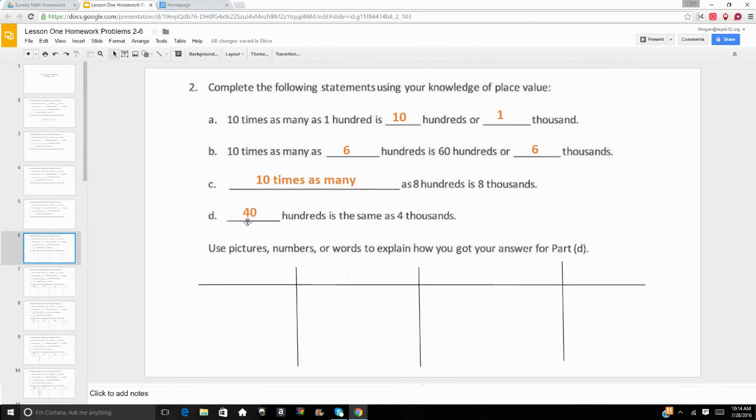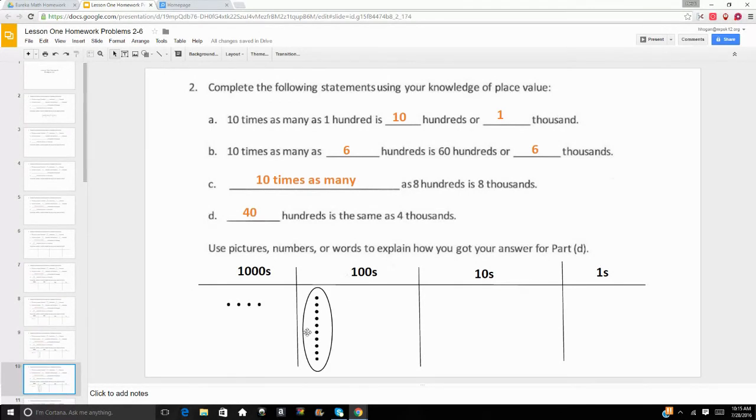And 40 hundreds is the same as 4,000s. And we're going to use pictures to explain that. So, of course, when you make your place value chart, you're going to label it ones, tens, hundreds, thousands. And 4,000s, 1, 2, 3, 4, is the same as how many hundreds? Well, we know 100, 200, 300, 400, 500, 600, 700, 800, 900, 1,000. 10 hundreds make 1,000. And we can group that together.